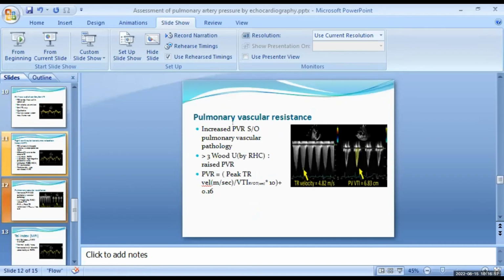We can also assess the pulmonary vascular resistance by echocardiography by using peak TR velocity. That is peak tricuspid velocity in meter per second divided by RVOT VTI in centimeter multiplied by 10 plus 0.16. Increased pulmonary vascular resistance is suggestive of pulmonary vascular pathology.